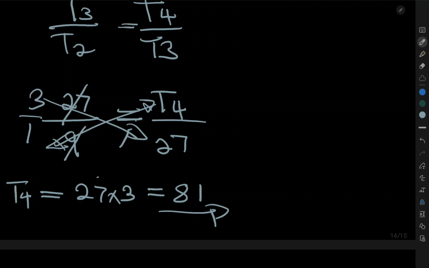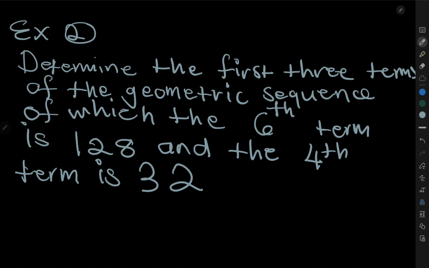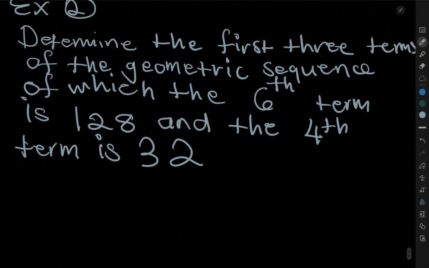So let's do one more example and see if we can integrate that knowledge into our minds. So now we have this question that says, determine the first 3 terms of the geometric sequence, of which the 6th term is 128 and the 4th term is 32.